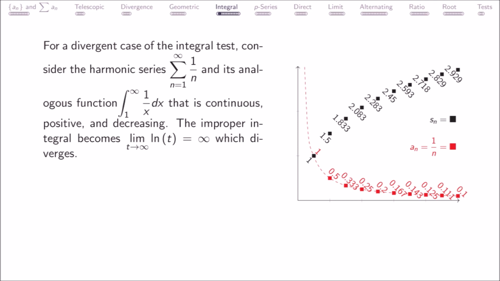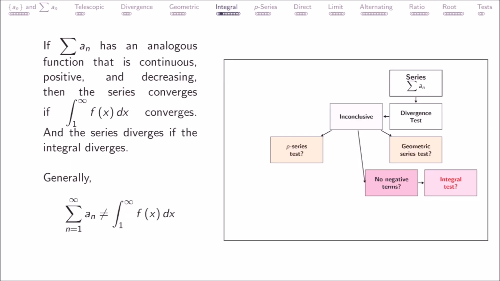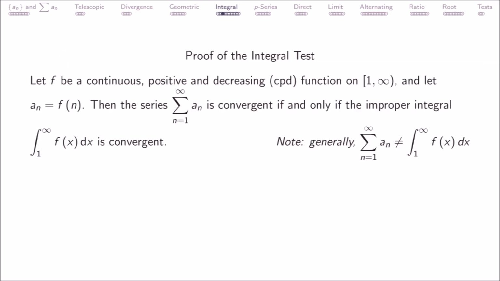For a divergent case of the integral test, consider the harmonic series 1 over n and its analogous function, that is continuous, positive, and decreasing. The improper integral becomes this, which diverges. Here is the flowchart. Proof of the integral test. Here is a statement of the test.